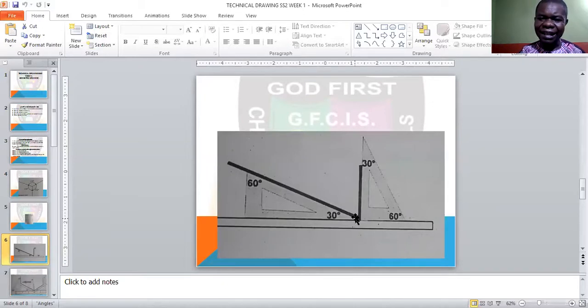After that, you take this perpendicular line. Then the receding line at 30 degrees. Remember I told you to use the 30 degrees set square. Lapping on the T-square, you have the 30 degrees here. That is the line that goes to this side at 30 degrees. You also do the same to the right-hand side.